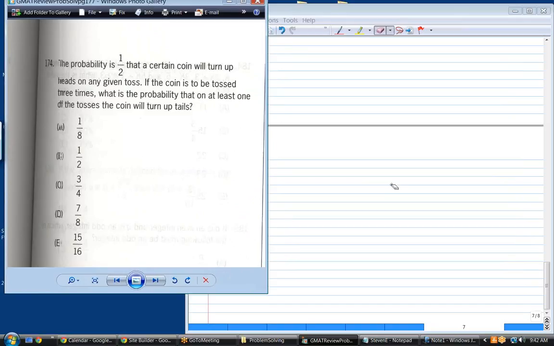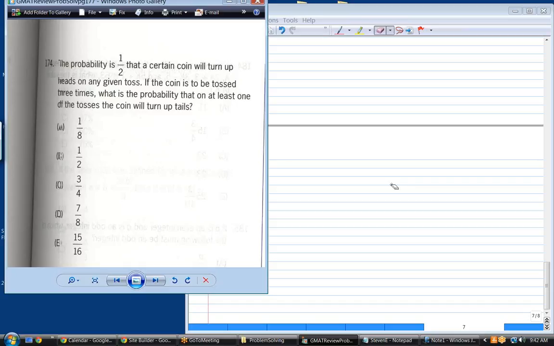So at least one, but it could also turn up all 3 times. We don't know. Right. Had they said, what is the probability that you'll get exactly 1 tail? Now we can't do the problem the way that we did it. So what would we have to do? Well, I don't know.